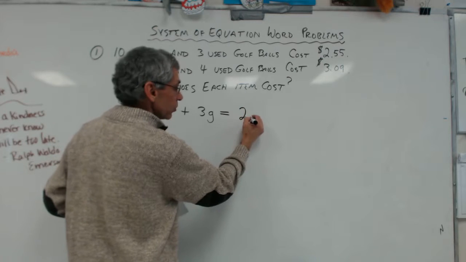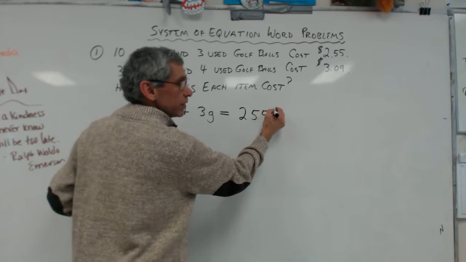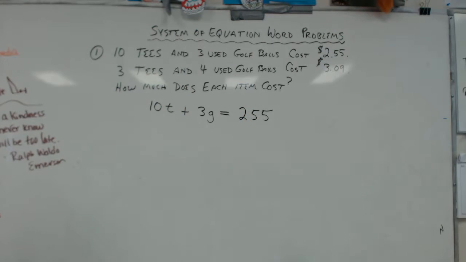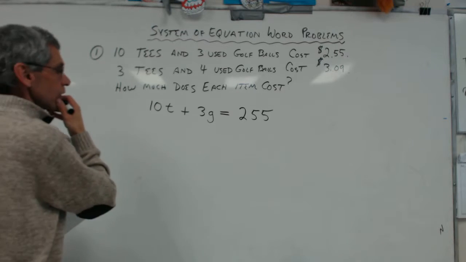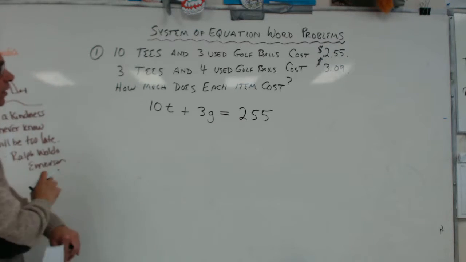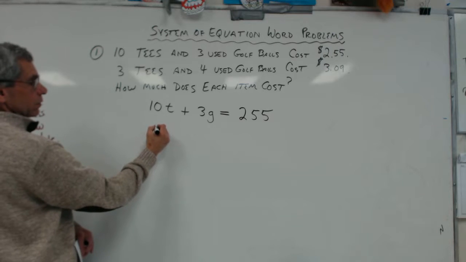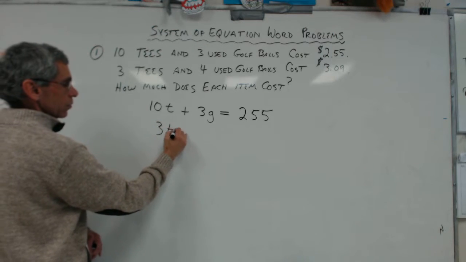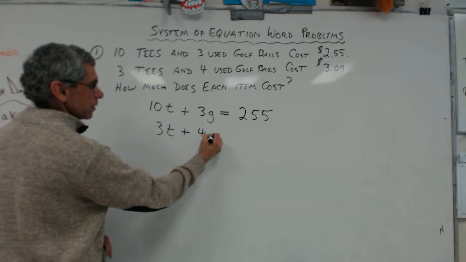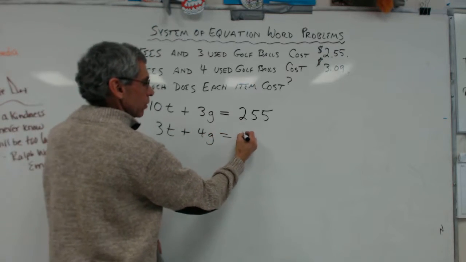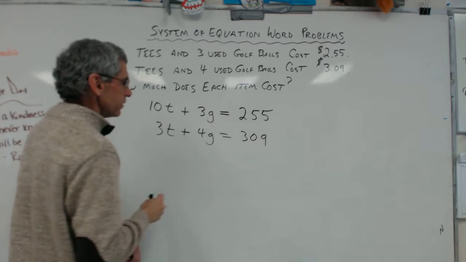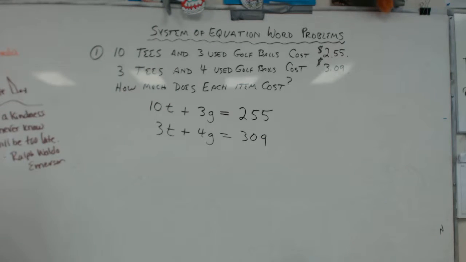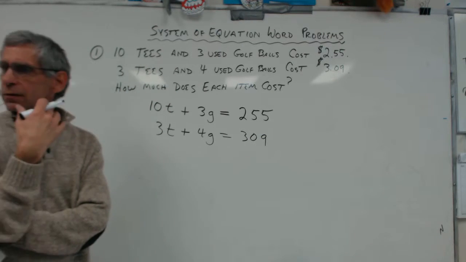You can totally do it with the decimals, but it makes it a harder problem, because you're dealing with decimals, right? So, what's my second equation? 3t plus 4g equals 309. Now that seems like really hard, doesn't it? Now, how would I solve this?